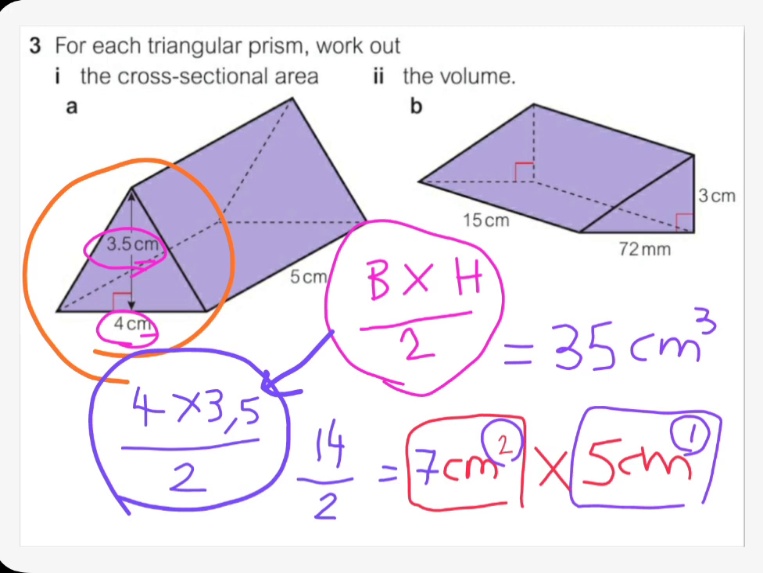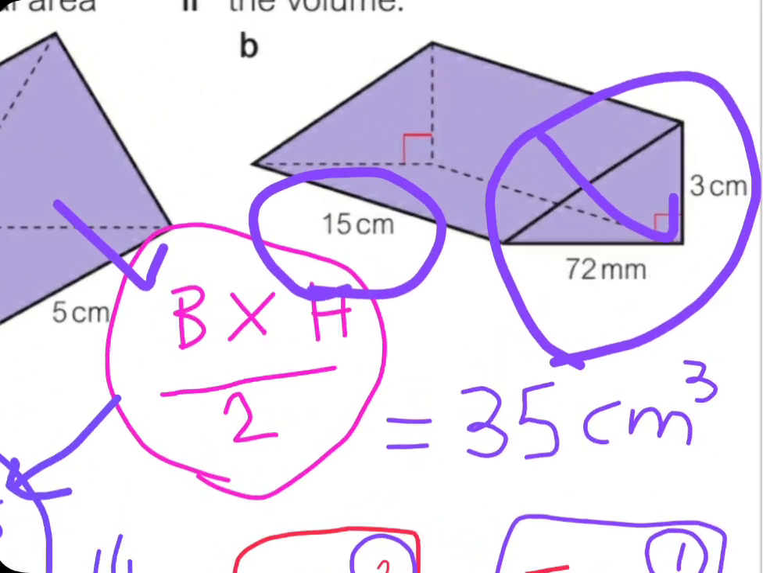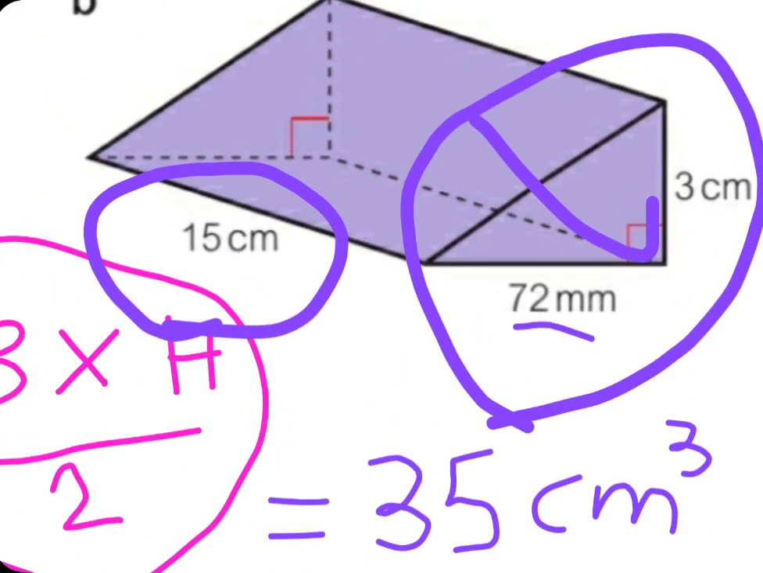You can use the same idea to answer question B. Find the area of the cross-section, which is the triangle, and then multiply it by the length. Find the area of this cross-section using this formula. Base multiplied by height divided by 2, and then multiply it by the length to get the volume. And remember, area is always squared, and the volume is always cubed. And make sure that you have the same units. Now in this question, we don't have the same unit, we have millimeters. So what do we do? Very good. You turn millimeters into centimeters.